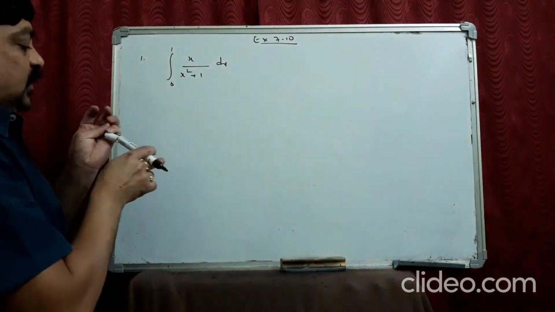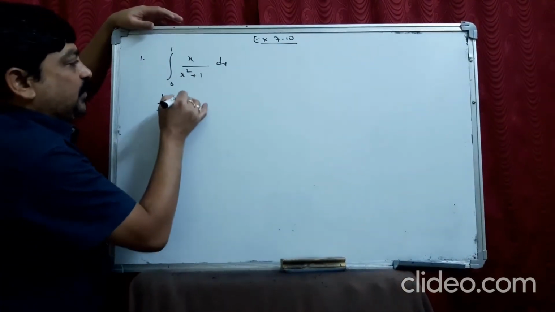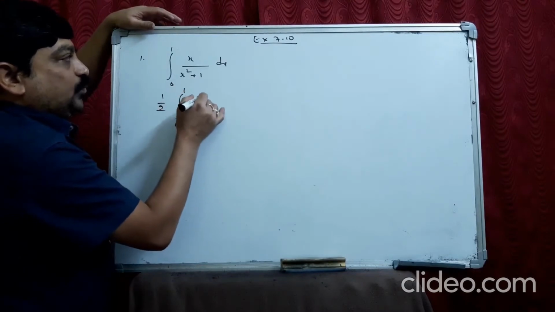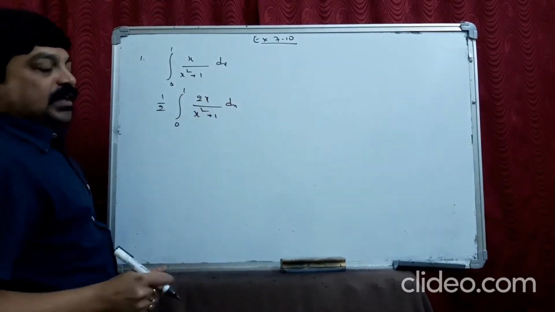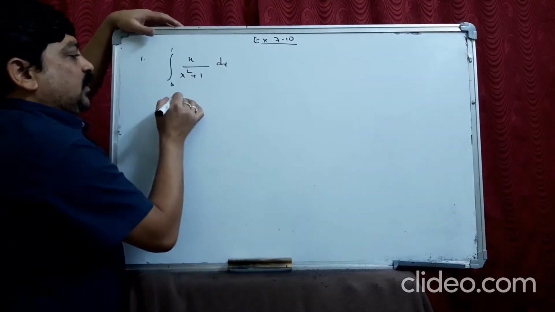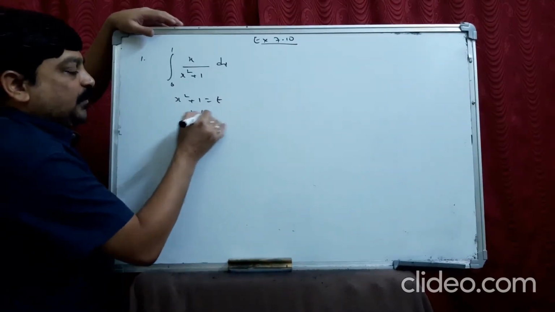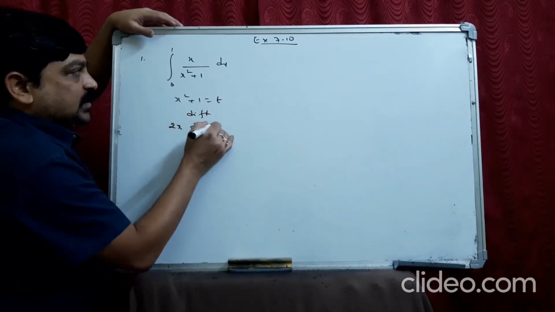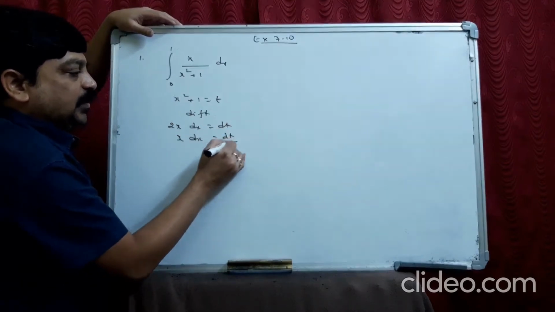For this, to make the derivative in the numerator, we just multiply and divide with 2, so that it becomes 2x by x square plus 1 dx. I am not substituting here. Actually, okay, let us do with substitutions. Take x square plus 1 is equal to t. When you differentiate, it becomes 2x dx is equal to dt. But we have only x dx, it becomes dt by 2.